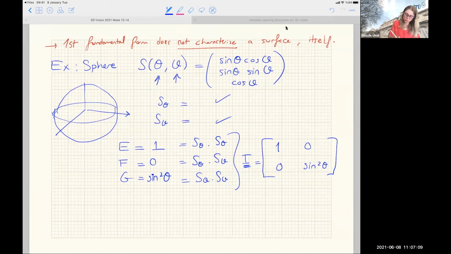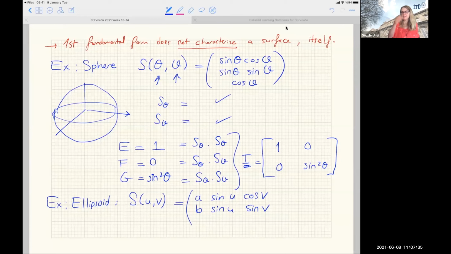Okay, I can also similarly talk about an ellipsoid. For instance, an ellipsoid S(U,V). This time I just said U and V, but here I could have said theta and phi too, right? A sine U cosine V, B sine U sine V. You see, A and B are different from the sphere. C cosine U. We could just use theta and phi here as well.